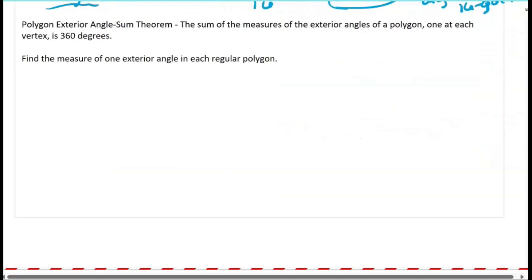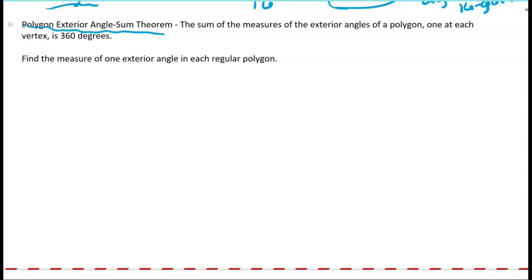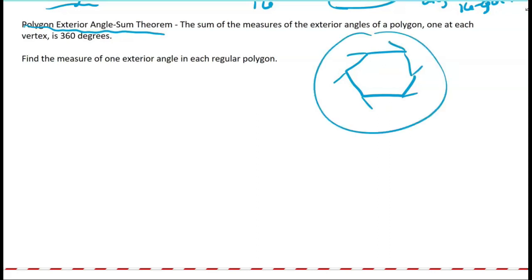Well, of course, then we have to deal with the exterior. So the Polygon Exterior Angle Sum Theorem is the sum of the measures of the exterior angles of a polygon, one at each vertex, is 360 degrees. So basically what that means is if you extend each of these angles, the sum of all of these angles is going to be 360, which makes sense, right? Because I just drew that circle and we know that the distance around a circle is 360.